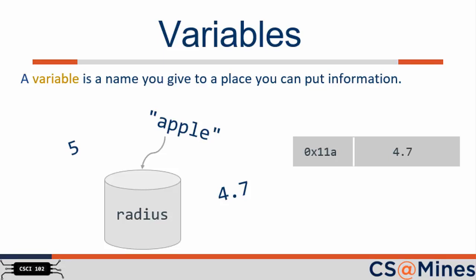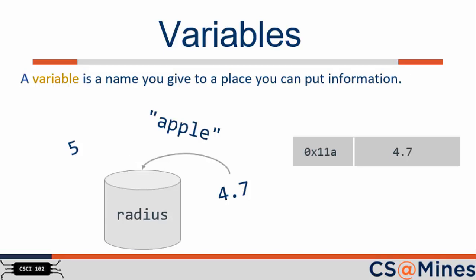If radius is assigned to another value, say 5, then the value of apple is overwritten, that is, 5 is placed in the box and apple is now gone. The same is true if another value, say 4.7, is assigned to radius.